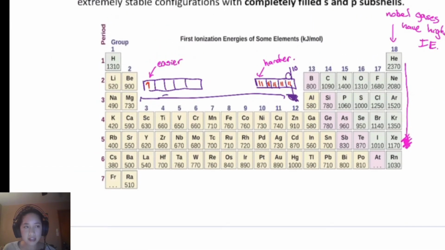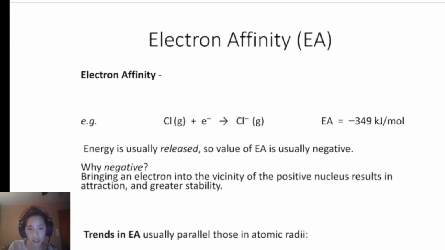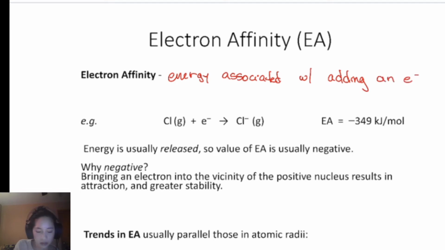All right, so that is ionization energy. That's removing an electron, making cations. On the flip side of things, we have to talk about electron affinity, which is just the opposite. Electron affinity is the energy associated with adding an electron to a gaseous atom, neutral atom, or ion.